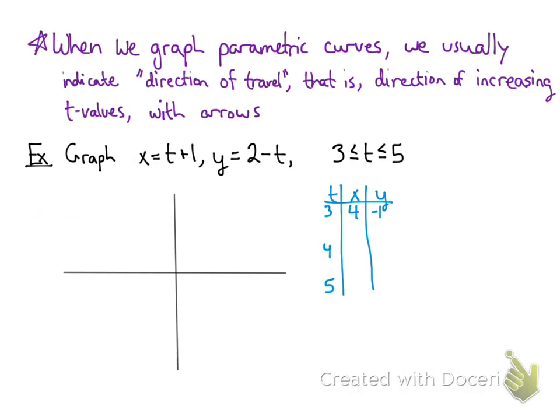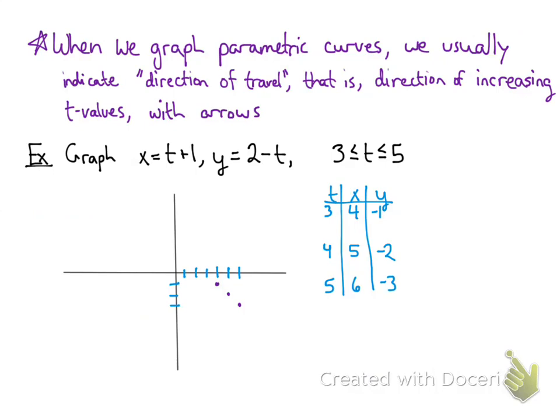Okay, and then the same thing, plug in t equals 4 and t equals 5, and you get some x and y coordinates. Those x and y coordinates tell me points on the graph. So let me mark out some scale on the axes here. At t equals 3, I have the point 4, comma, negative 1. That's there. At t equals 4, I have the point 5, comma, negative 2. And then I also have the point 6, comma, negative 3.